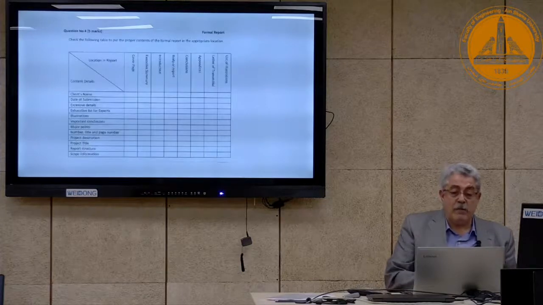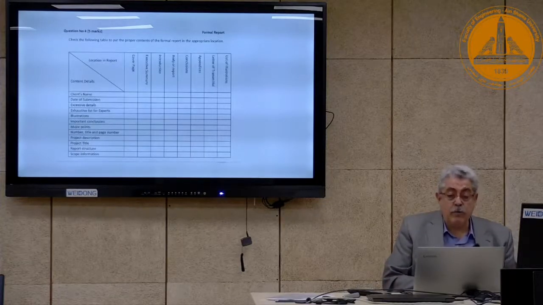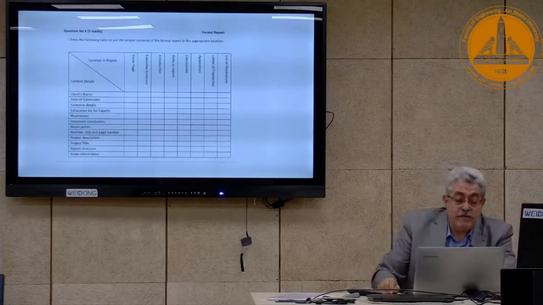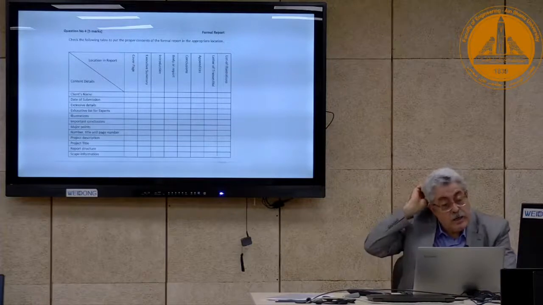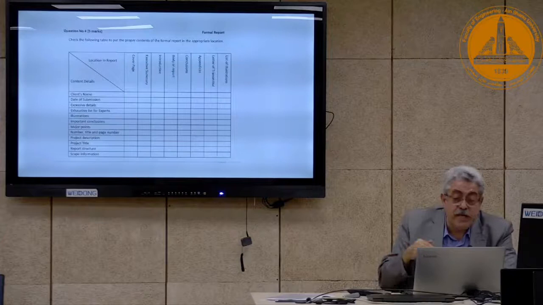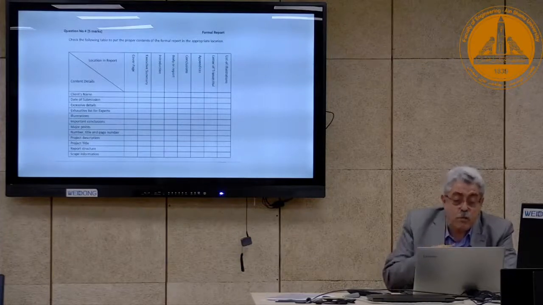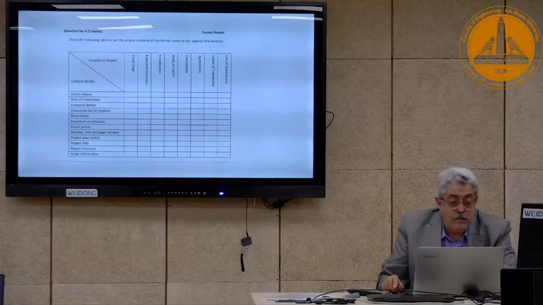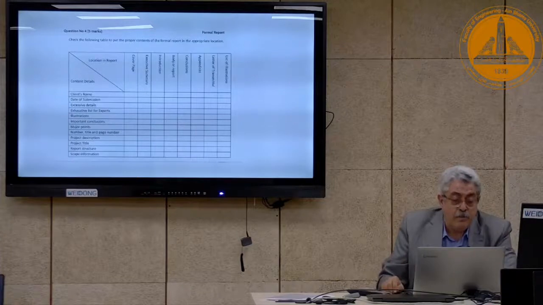This is an example from my lecture on formal report, where I put the elements of the formal report in the first row, and then I put the content details of these elements in the first column, and the student has to mark the intersection or matching between the elements in the first row and the elements in the first column. And of course, we can have multiple marks in the same row or in the same column.